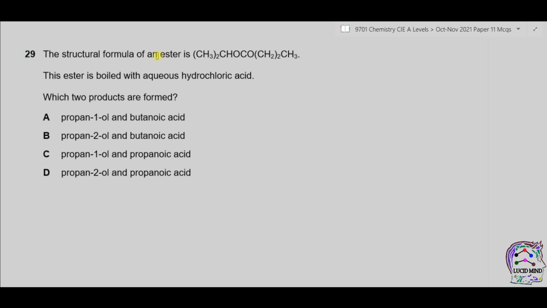Question 29. The structural formula of an ester is this. We have ester functional group. This ester is boiled with aqueous hydrochloric acid. So acid hydrolysis will take place. Which two products are formed? Let's draw the structure of this ester. We have two CH3 groups attached with CH. Then we have OCO. Then CH2 to CH3.